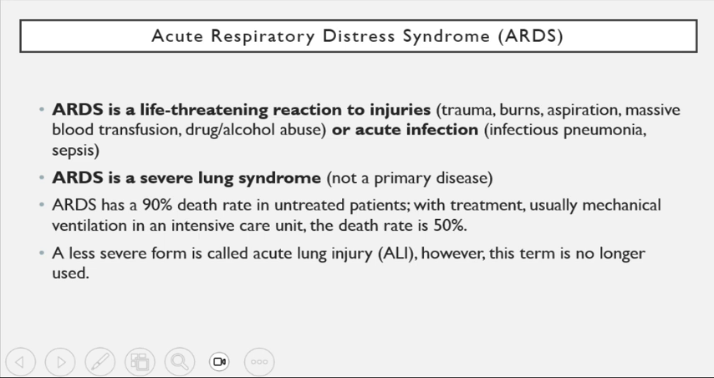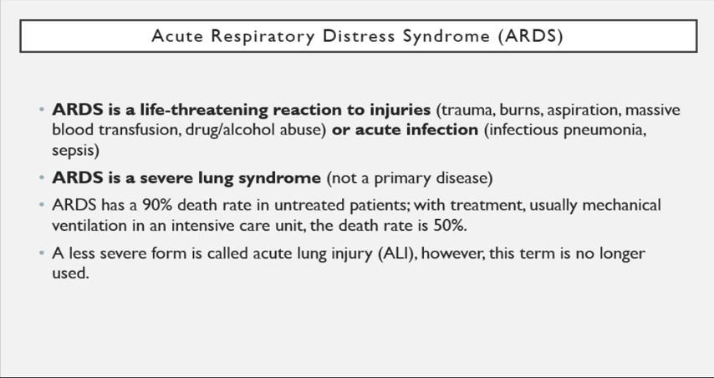Good, yeah. So we also have ARDS, which was talked about a lot during COVID, because COVID causes acute respiratory distress syndrome. It's a life-threatening reaction to injuries, trauma, burns, aspiration, massive blood transfusion, alcohol abuse, or acute infection, and that's where COVID comes in. You have infectious pneumonia or sepsis. It's a severe lung syndrome. It's not a primary disease.